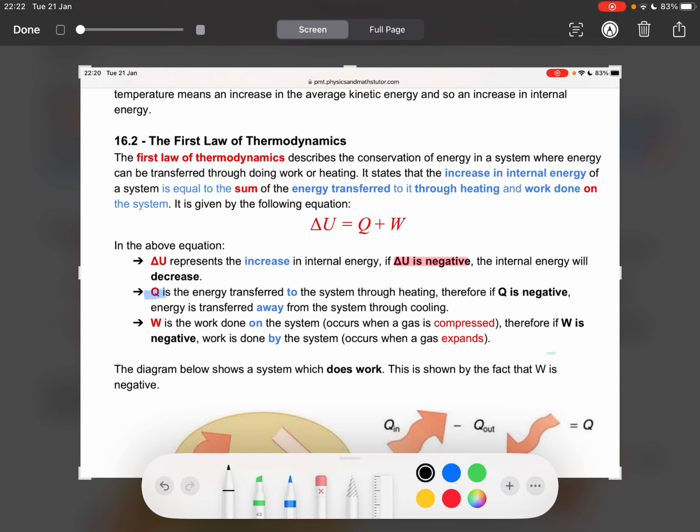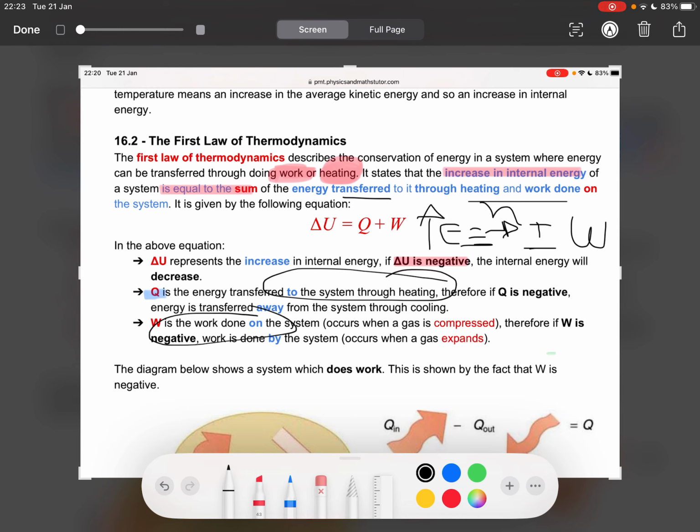The first law of thermodynamics describes the conservation of energy in a system, where energy can be transferred either through work or through heating. It states that the increase in internal energy of a system is equal to the sum of energy transferred to the system through heating and work done on the system. So we put energy transfer, heating, and energy work done.